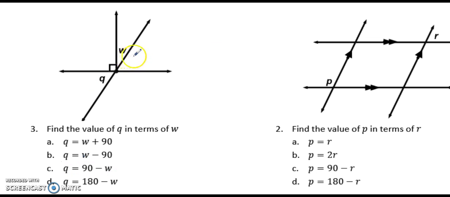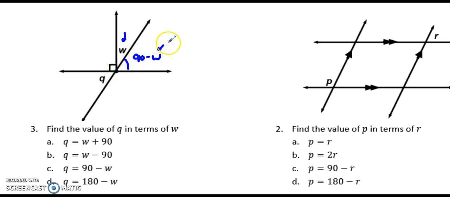If you're feeling pretty good about these problems, you could try doing them without substituting in a random value for w. Instead, think of it this way. If I start with angle w, next I have to think about what this angle would be in terms of w. Well, to get from w to this angle here, I would have to subtract from 90. So this angle will be 90 minus w.